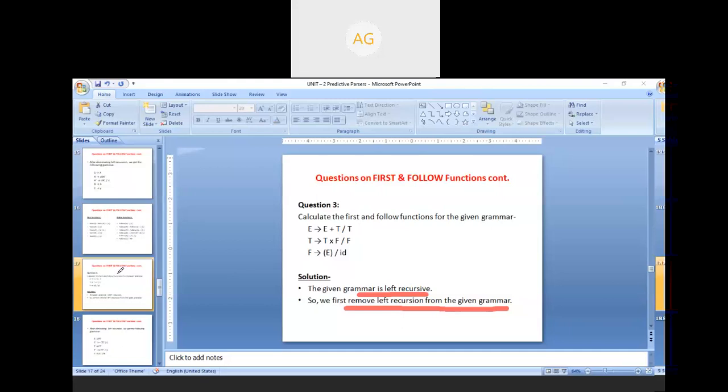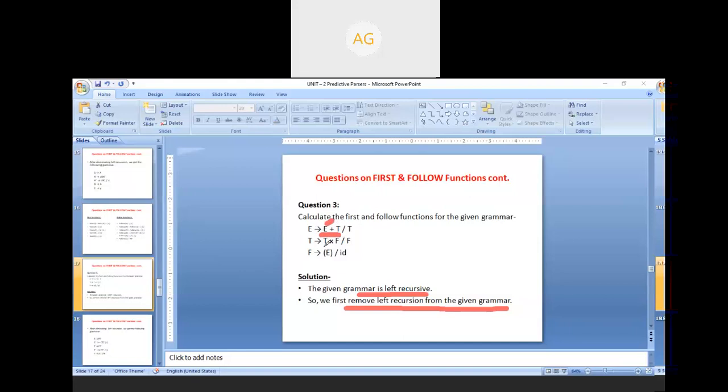So here you can see the two productions contain the left recursion. Here you can see the first production, because E produces E plus T. So here left recursion occurs there. So you need to remove it first.